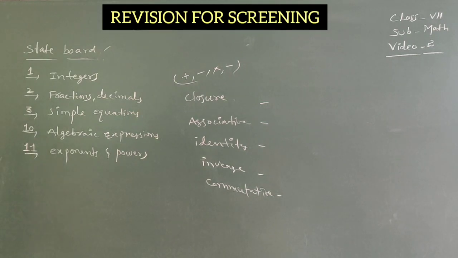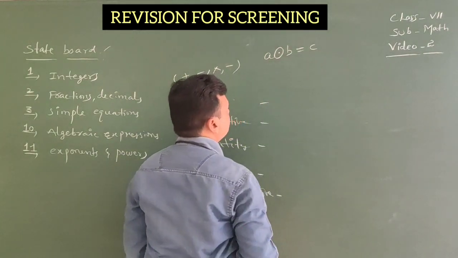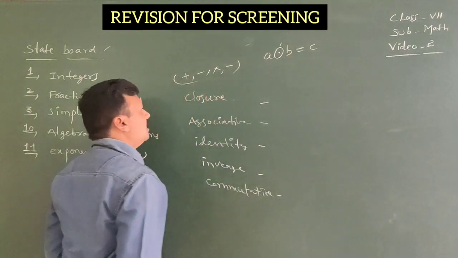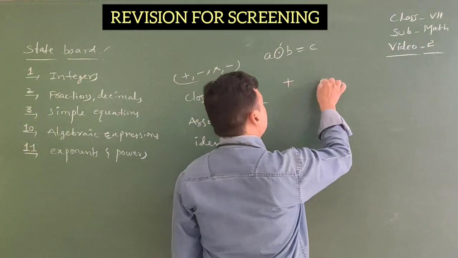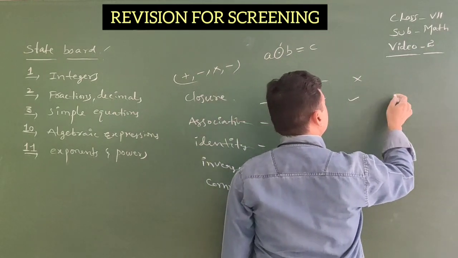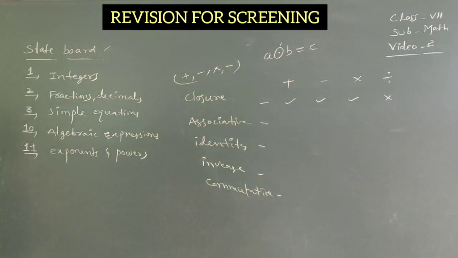Closure. Here, A dot B equal to C. Dot represents the operation. If A and B are integers and C is also an integer, on which operation? It is called the closure property. It means the sum of two integers is always an integer. The difference of integers is always an integer. The product of integers is always an integer. That's why closure is satisfied under addition, subtraction and multiplication. For division, it does not satisfy here, because the quotient of integers is not always an integer.